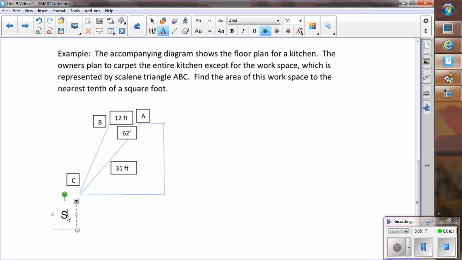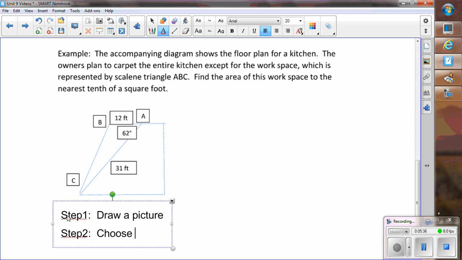So let's say that step 1, if there isn't a picture, draw a picture. It's always a good idea when we're dealing with geometry type questions, and anytime we're talking about something real life, we could draw it. Step 2 is to then choose the formula that you're going to use.